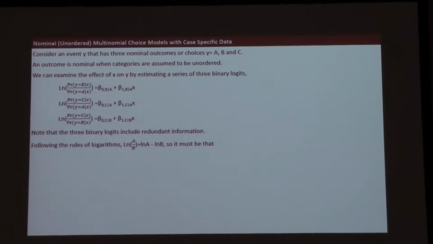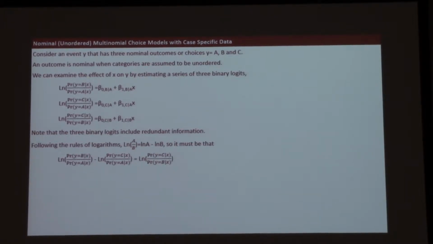Following the rules of logarithms, right? The log of a over b is the log of a minus the log of b. So we get a situation in which if we take the log of b over a minus the log of c over a, then we get the log of c over b. So what this is saying is that if we subtract those first two binary regressions, logits, then we'll get the third one.